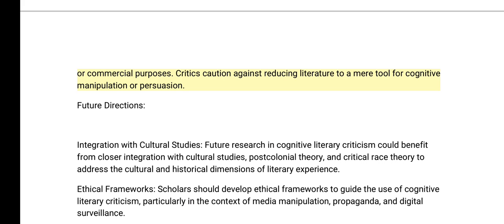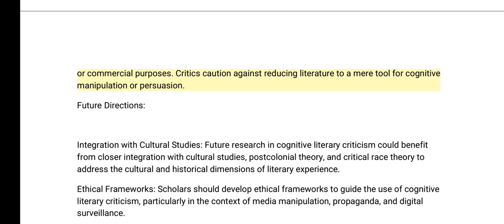Ethical considerations. Some scholars raise ethical concerns about the use of cognitive literary criticism, particularly regarding the manipulation of readers' cognitive processes for ideological or commercial purposes. Critics caution against reducing literature to a mere tool for cognitive manipulation or persuasion.